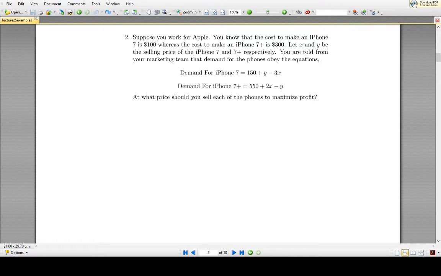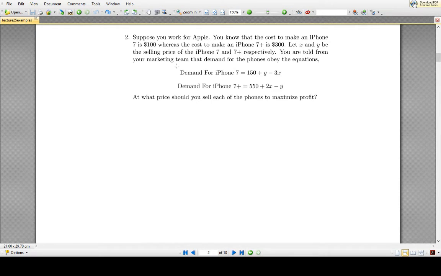Okay, so suppose you happen to work for Apple and you know that the cost to make an iPhone 7 is $100, say. Whereas the cost to make an iPhone 7 Plus is, say, $300. Now let X and Y be the selling price for the iPhone 7 and the iPhone 7 Plus respectively. So X is the selling price for iPhone 7 and Y is the selling price for iPhone 7 Plus.